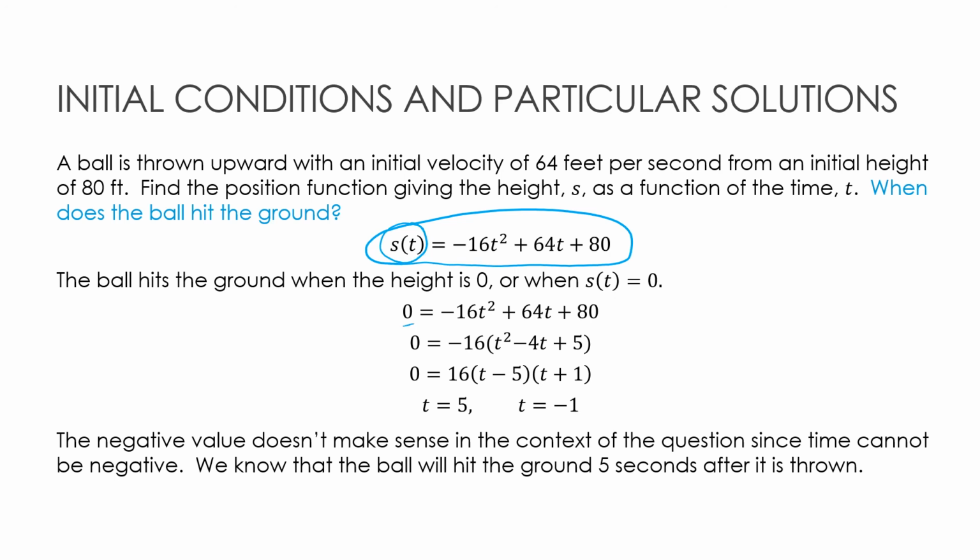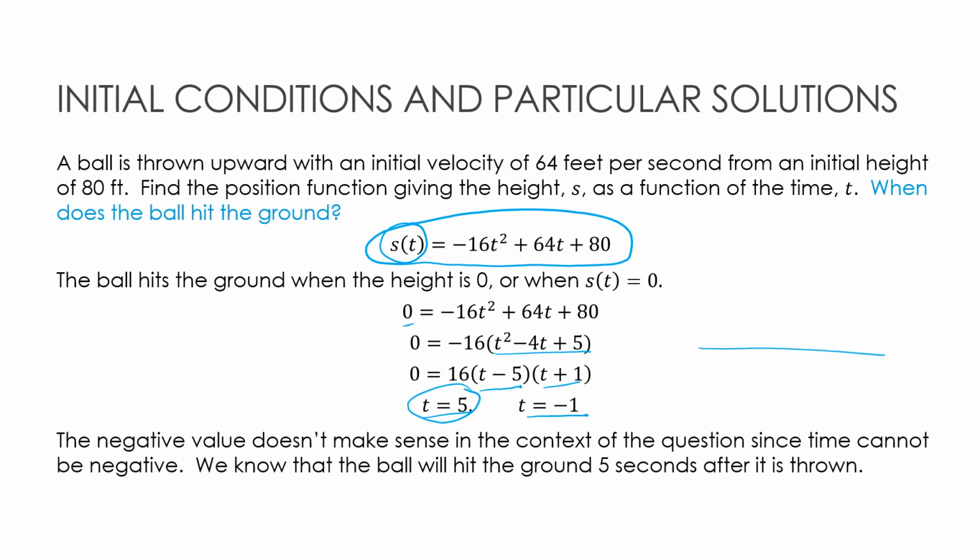So you can factor, you can use the quadratic formula, etc. I chose to take out a GCF first and then factor what was left over. That gives me t equals 5 and t plus 1 equals 0, so t equals negative 1. And again, the negative value wouldn't make sense in the context of the question because time can't be negative, so the ball will hit the ground 5 seconds after it's thrown.